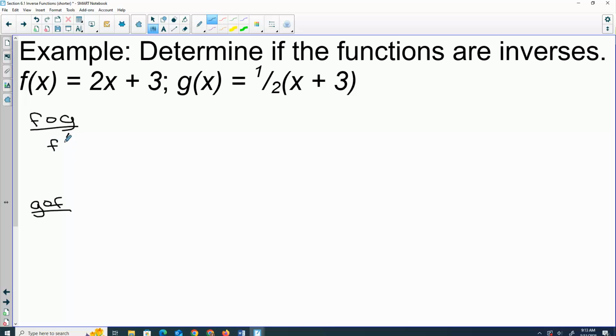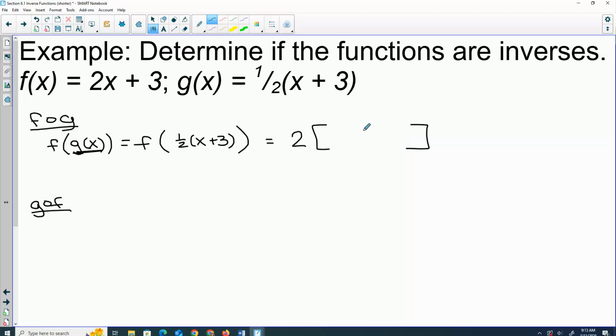So f composed with g means f of g of x. Do you remember doing our compositions? Start on the inside. g is 1/2 times x plus 3. I'm putting that into f. f is 2 times the thing we plug in, plus 3. Compositions, you start on the inside. That was g. We plugged it in. We took that, replaced x in the other one with it.